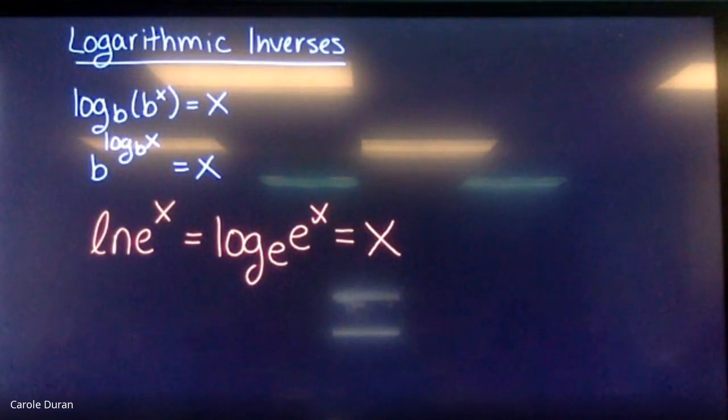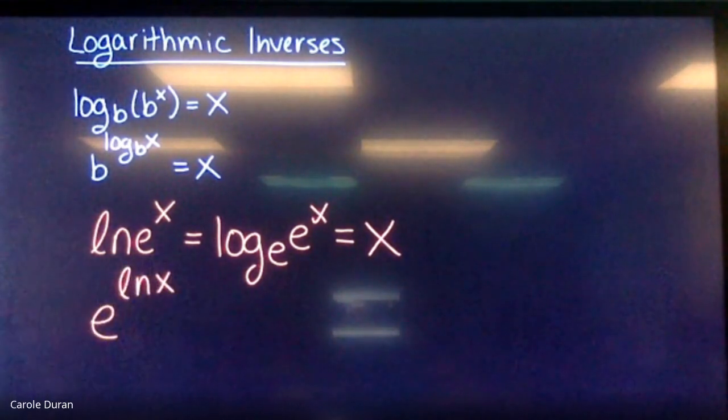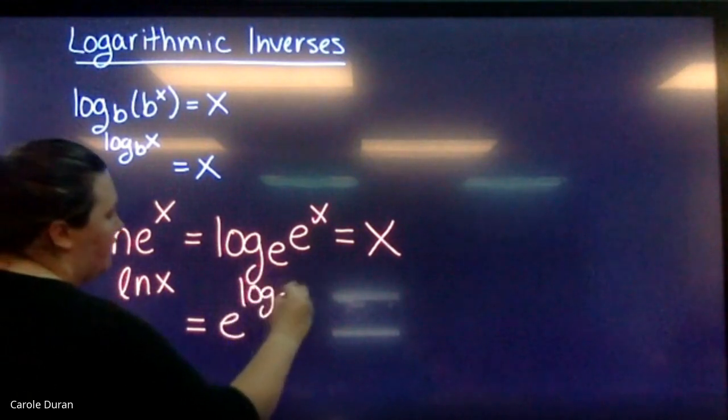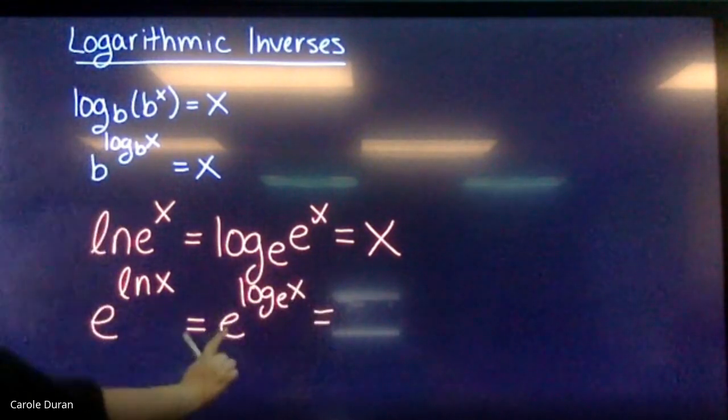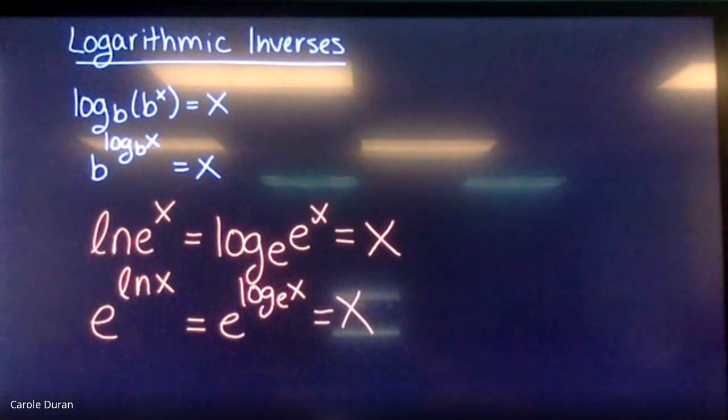The same thing occurs if I have an exponential that has a base e raised to the power of the natural log. Again, that is the same as e to the power of log base e of x, where my base and my base are the same, so they cancel each other out. E and natural log are the most common inverses that we are going to use when it comes to logarithms. And they're going to play a very important part for the next 2 years.